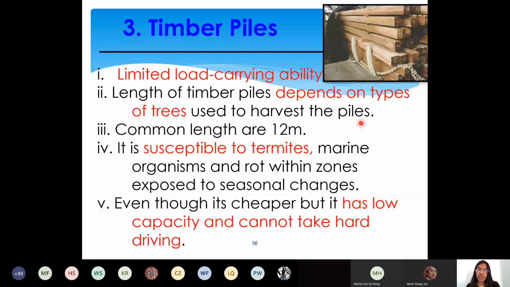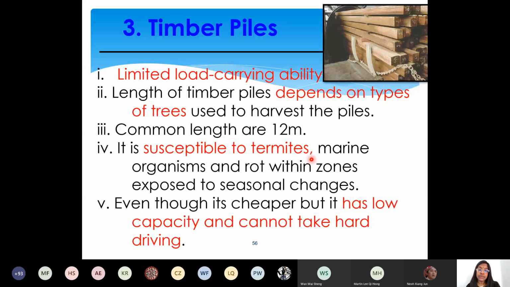The manufacturer should have supplied you the testing table, all the properties table of the material. You should go through it and then choose accordingly. Common length will be 12 meters. It's hardly 12 meters, when other piles can go up to 40, 60 meters. It is susceptible to termites, attacked by termites and fungal microorganisms, some insects, right?